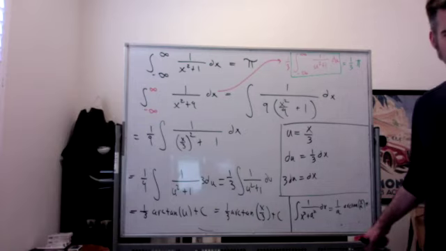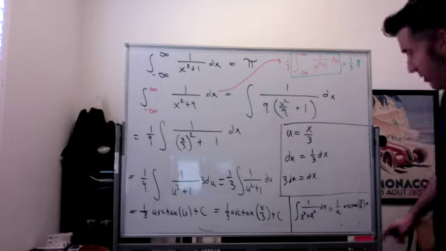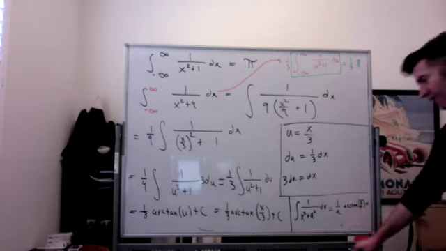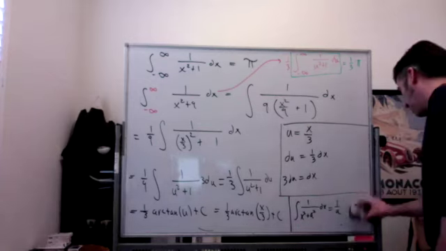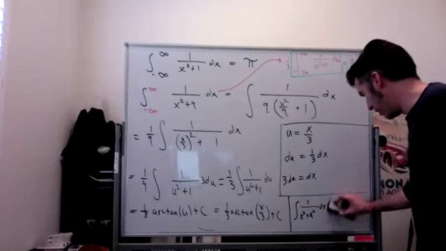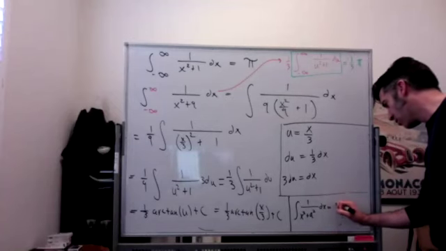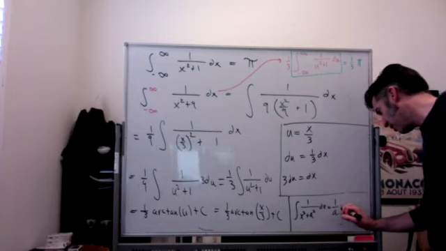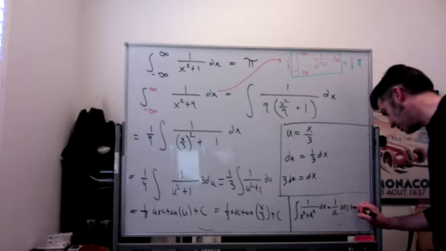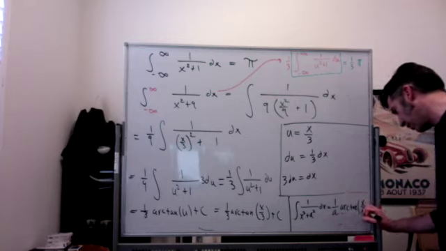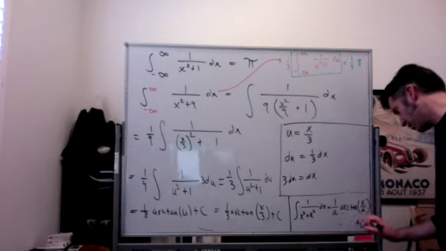Sorry if you can't read that. It looks pretty small when I'm looking on the board there. That is the 1 over a. Let me write that again, a little bit bigger. 1 over a arctangent of x over a plus c.